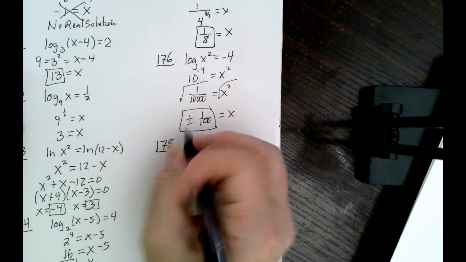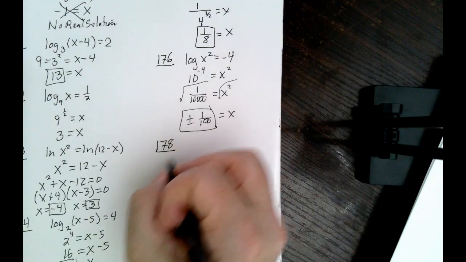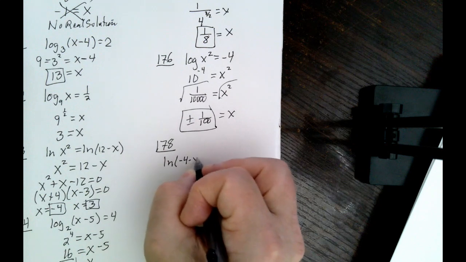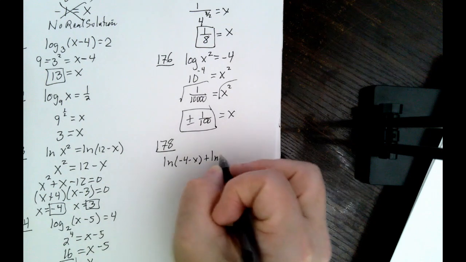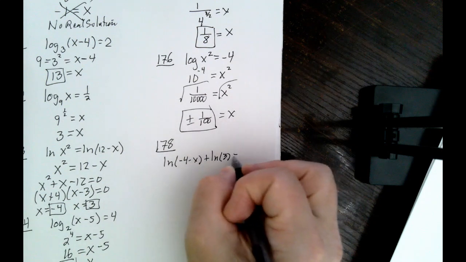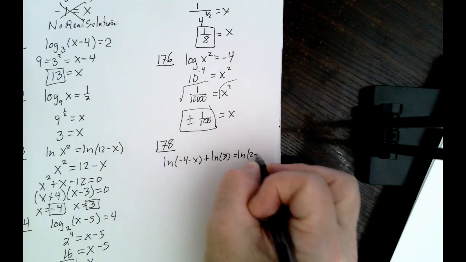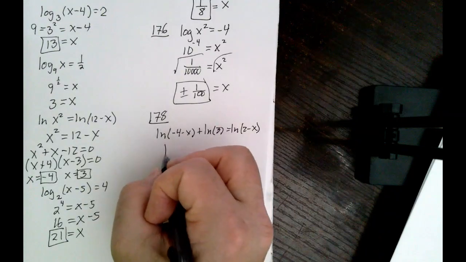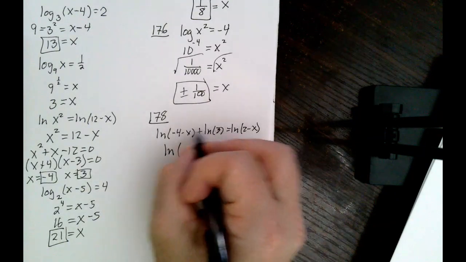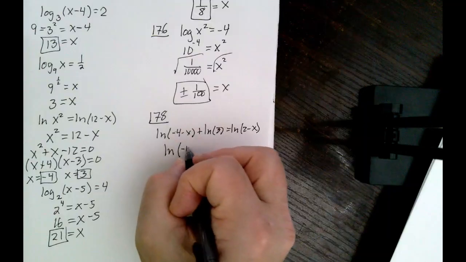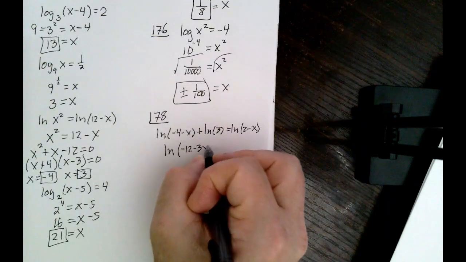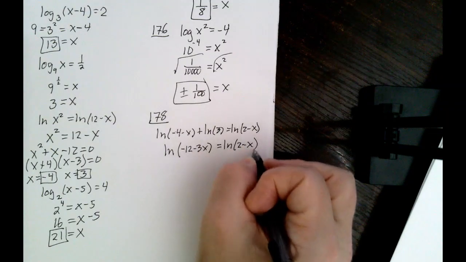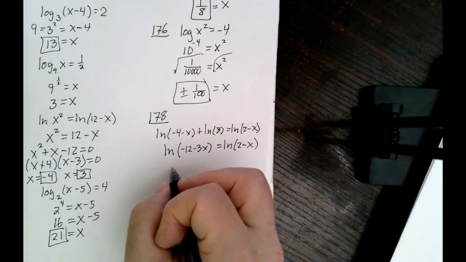178, we're not going to do 177. ln of -4 minus x plus ln of 3 equals ln of 2 minus x. Well, these two can come together as one log with multiplication. So you're multiplying the 3 times each of these and you get -12 minus 3x. The right side hasn't changed. And now you got two logs that are equal to each other. You can drop the logs.